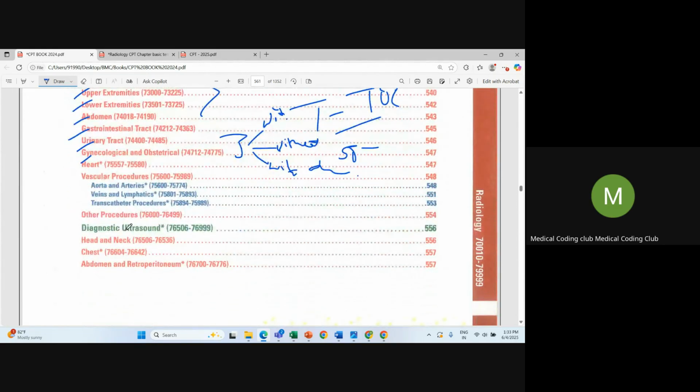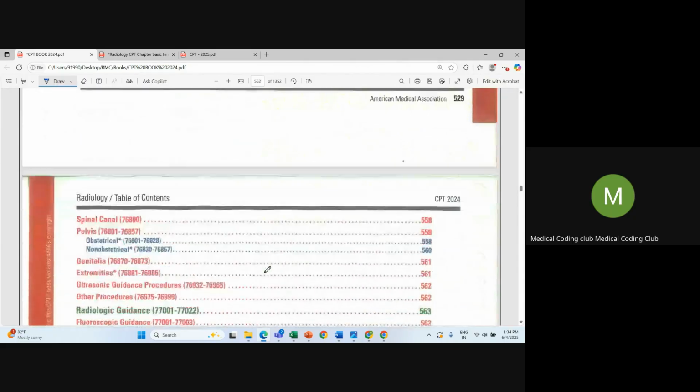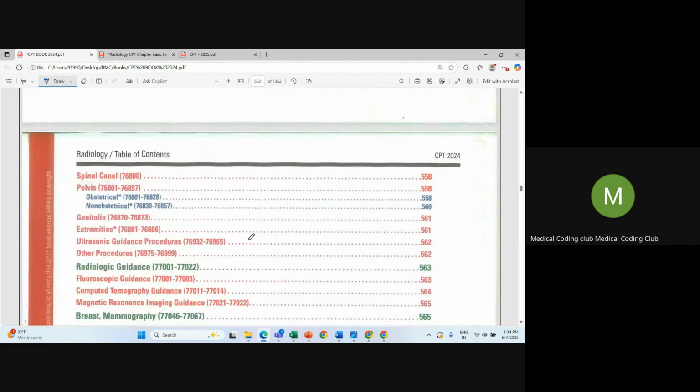Coming to diagnostic ultrasound, here also you have all the anatomical sites: ultrasound of head, neck, chest, abdomen, and retroperitoneum. You have to check whether it is an ultrasound complete examination or an ultrasound limited examination, and assign the code accordingly. Under ultrasound, you can also see obstetric and non-obstetric. In that, obstetric is very important.